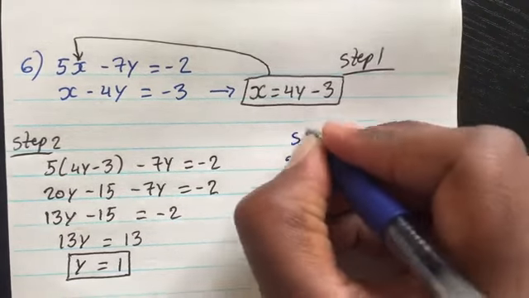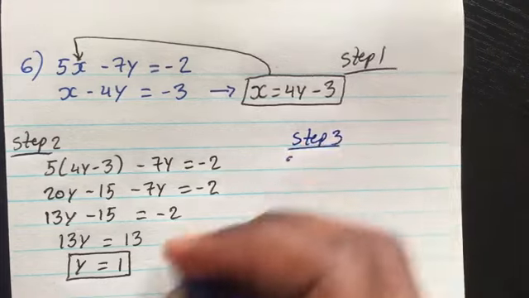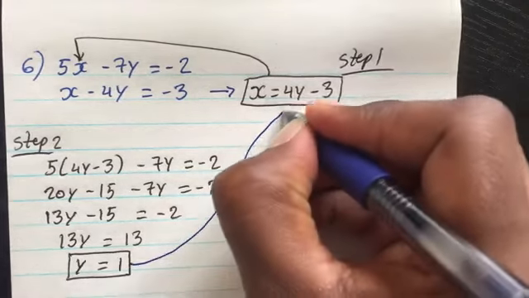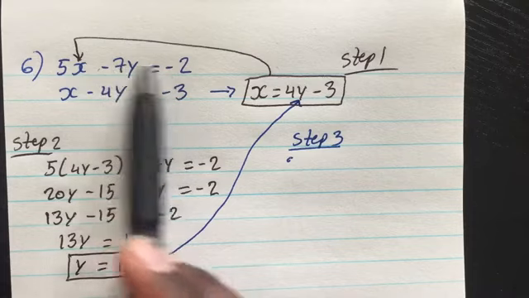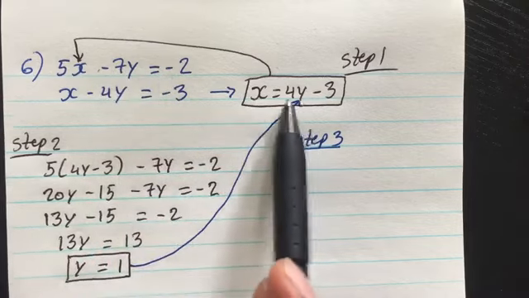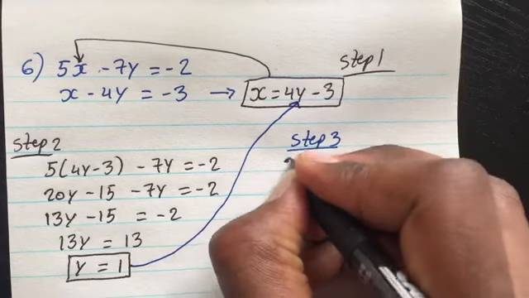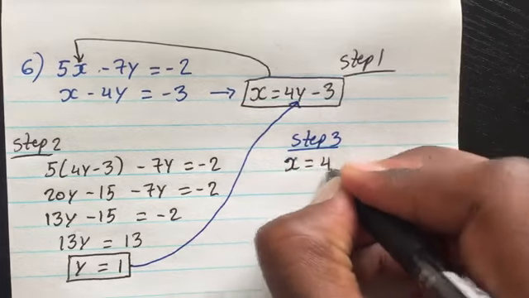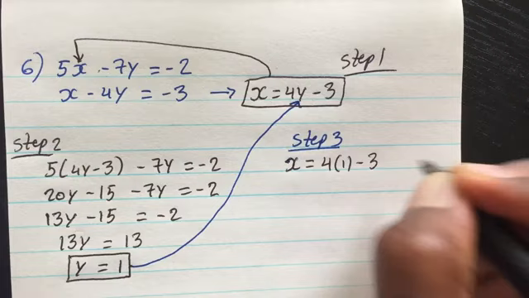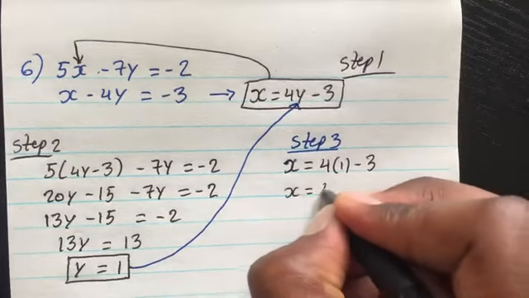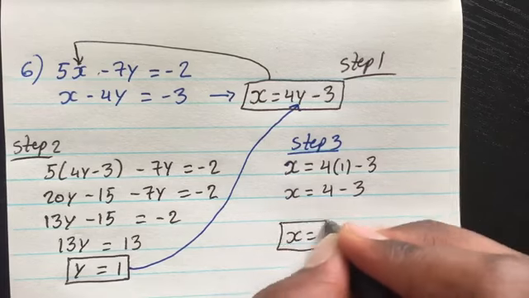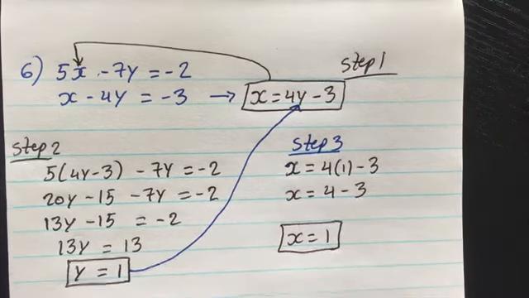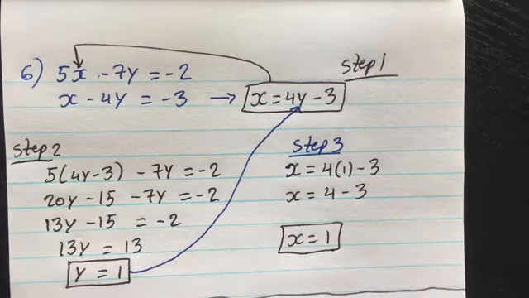Step 3 is to take that result and substitute into that step 1. Or you can substitute right here. It doesn't matter which equation you pick. It's just easier to plug it in right here. So that means x is going to be equal to 4 times your y value minus 3, which is x equals 4 minus 3. X equals positive 1. So my solution would be 1 and 1.